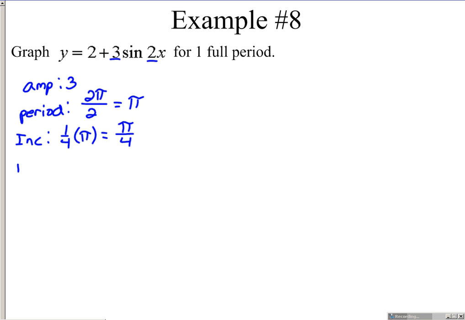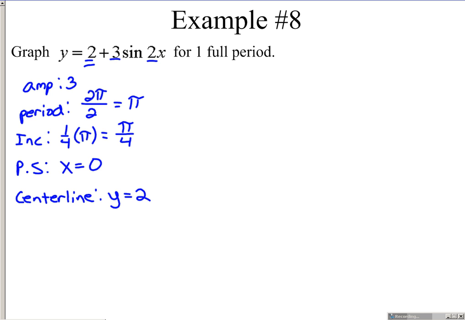Phase shift. Set 2x equal to 0. Solve for x. There is none. It's at x equals 0. Center line shift. There is a center line shift here. Our center line is shifted because of what we are adding to the whole function, 2. So our center line is going to be at y equals 2.